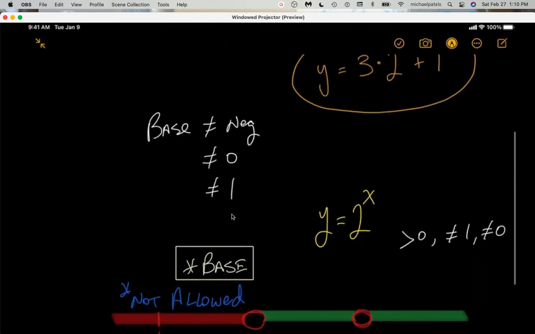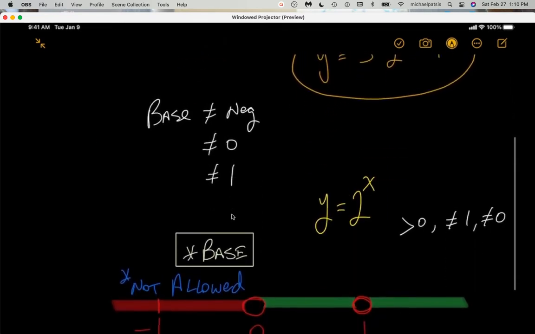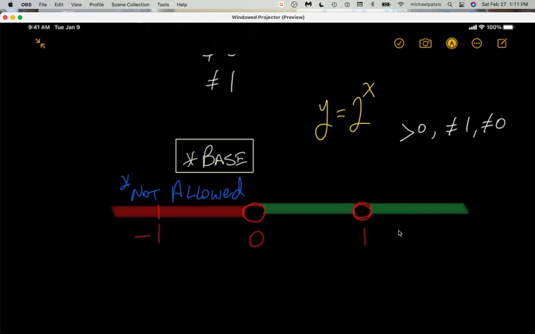Now, it's important to note that the base of these exponential equations has restrictions. Namely, the base cannot be negative, it can't be 0, and it can't be 1. So this example of y equals 2 to the x is a legal exponential equation because this base, namely 2, is positive, meaning it's greater than 0, and it's not equal to 1, and it's not equal to 0. Here's a graphic representation. The red is not allowed. Can't be negative, can't be 0, can't be 1. That's why these are open circles.